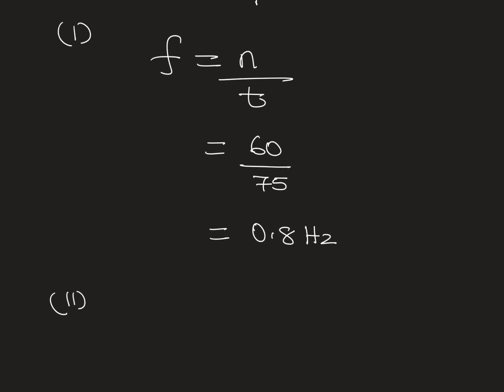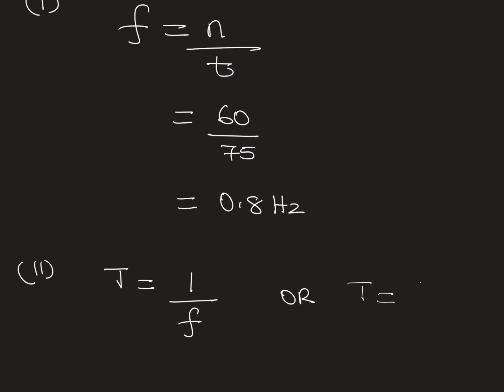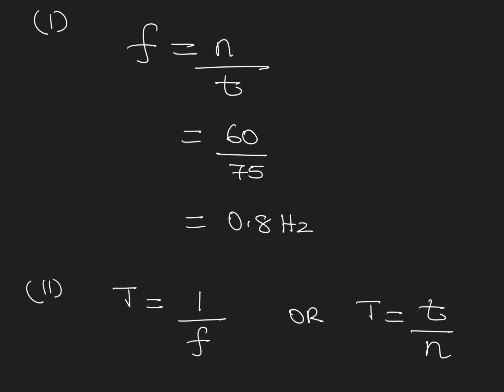Question 2 asks us to find the period. So the period is the time taken to perform one rotation or one revolution. And it is the inverse of the frequency, or the period can also be the time divided by the number of rotations. So try not to confuse these two. Frequency is the number of rotations divided by the total time, but the period is the inverse of that. So it will be the total time divided by the number of rotations.